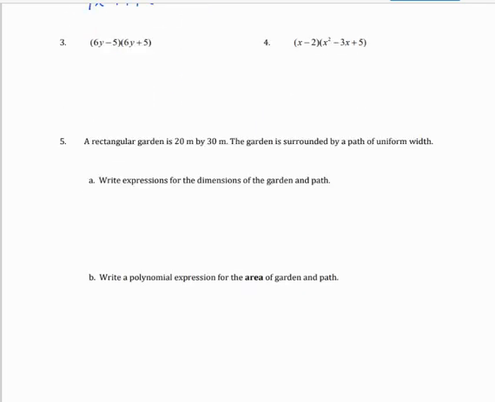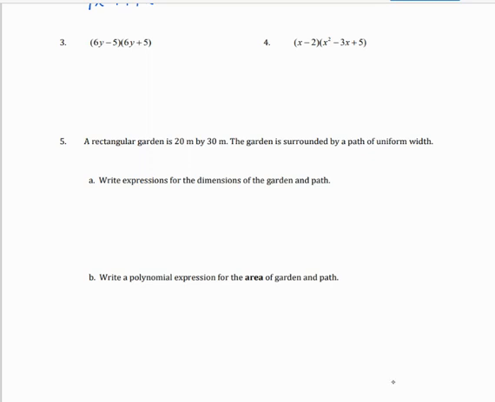We'll set this up together. Here's a word problem. We have a rectangular garden that's 20 meters by 30 meters. And the garden is surrounded by a path of uniform width. So what that means is all around this garden, there's a path that's the same width all the way around. Okay? So we want to write an expression for the dimensions of the garden and the path.